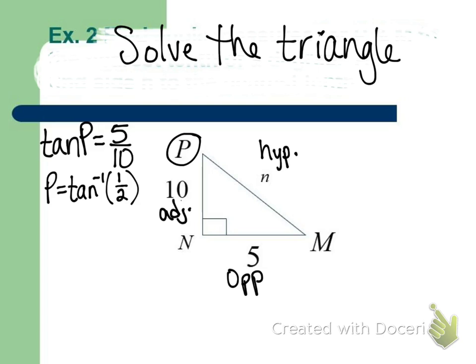All right, so we use our calculator. We type in inverse tangent of 1/2. Good. So the measure of angle P is 26.6 degrees. You can fill that in inside the triangle if you would like.